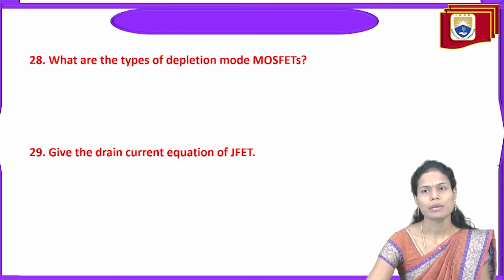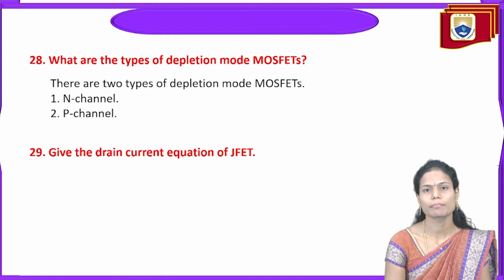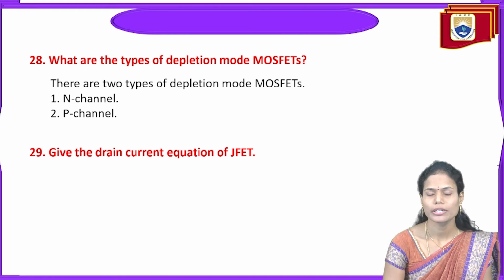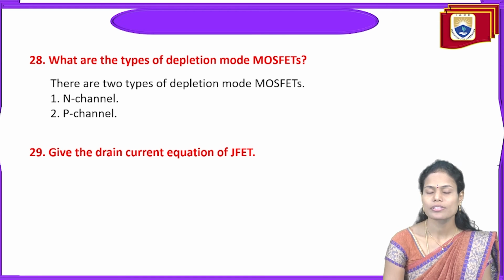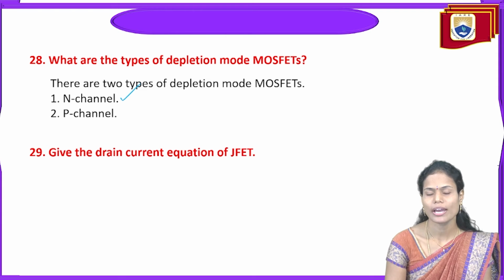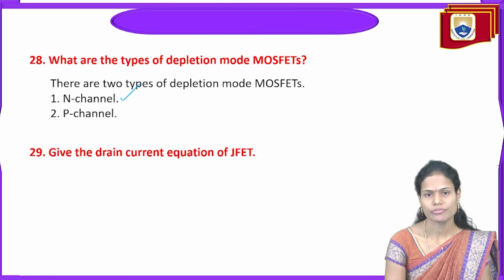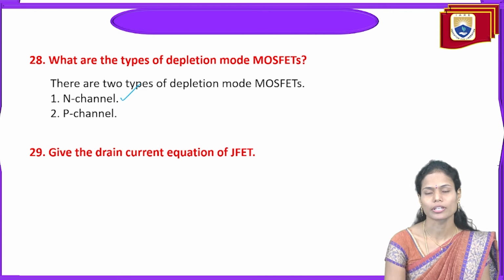And next one is what are the types of depletion mode MOSFETs. So the depletion mode MOSFETs are also two types, N channel as well as P channel MOSFETs. To design the N channel MOSFET, again we have to take the P type of substrate, and in this case there is a physical channel existing between the source and drain terminals. And in the case of P channel depletion MOSFET, we have to take the N type of substrate, and there is a physical channel existing between the source and drain terminals. That is, the P type of charge carriers will flow in that particular channel.